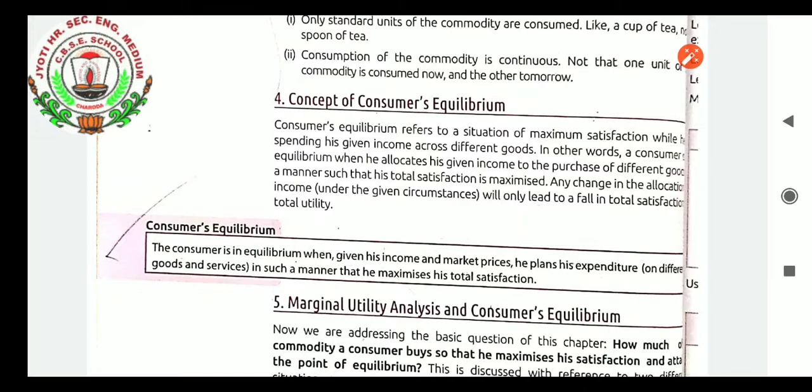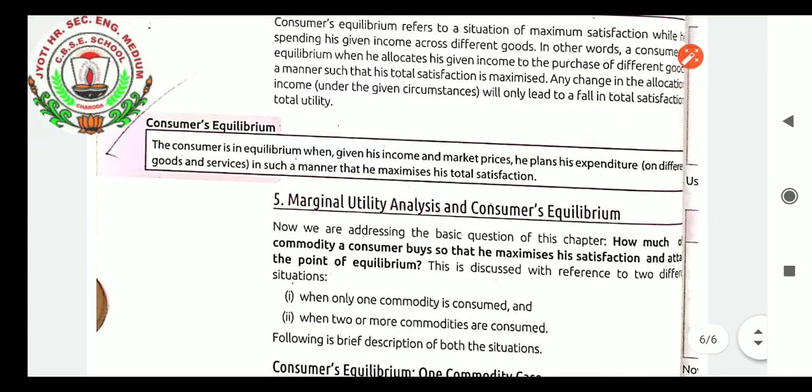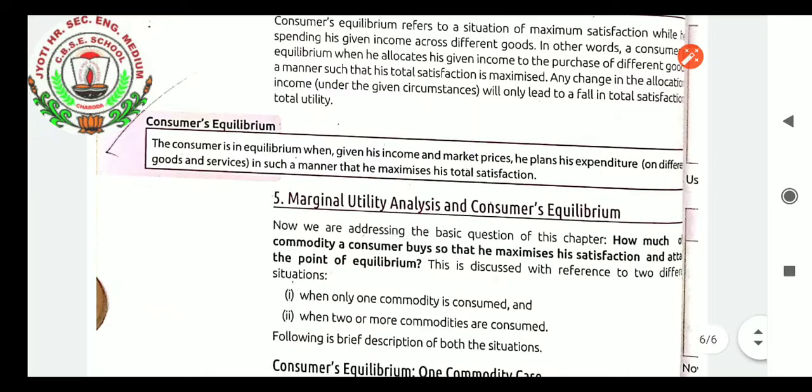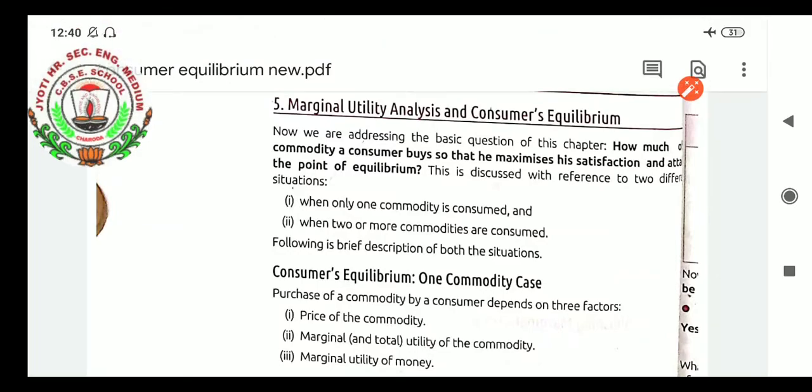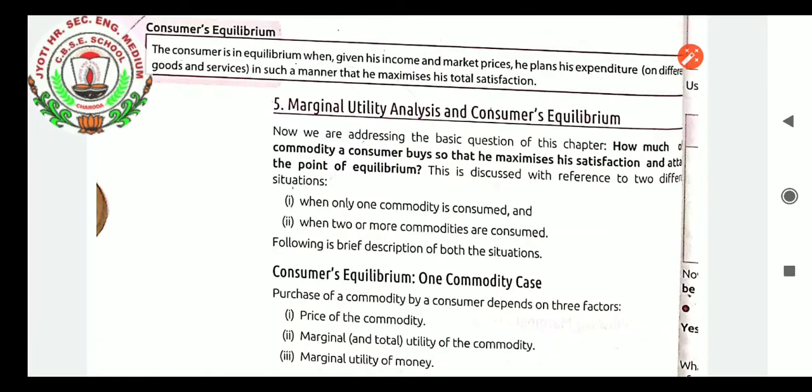Why is it needed? It is needed to know the demand for a particular product in the market. The consumer can purchase till the time he has money. When he does not have money or has less money, then given the price, definitely he will stop consumption of the goods. Now comes marginal utility analysis and consumer's equilibrium. Now we are addressing the basic version of this chapter: how much of a commodity a consumer consumes so that he maximizes his satisfaction and reaches the point of equilibrium.